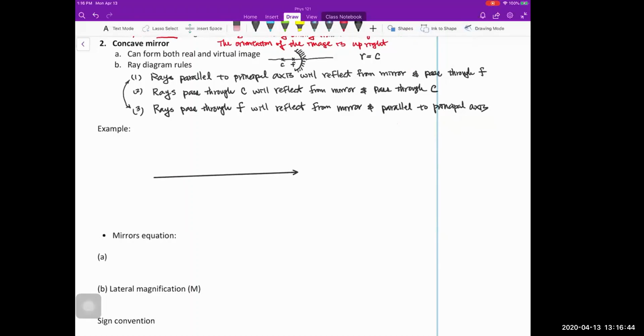A simple line represents the principal axis.